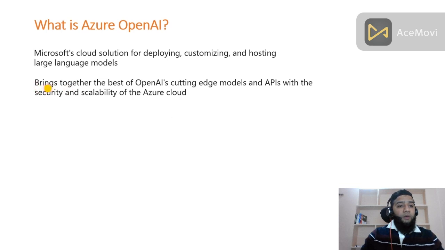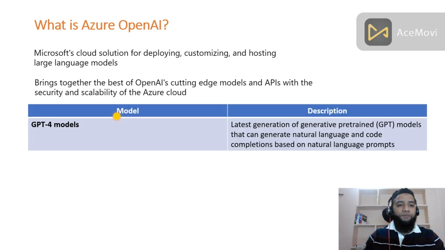As I said, Azure OpenAI brings together the best of OpenAI's cutting edge models and APIs with the security and scalability of the cloud. When you deploy these models in an enterprise setting, you need to have security and scalability features as well. That's what Azure offers you. Let's look at what models are available in Azure's catalog.